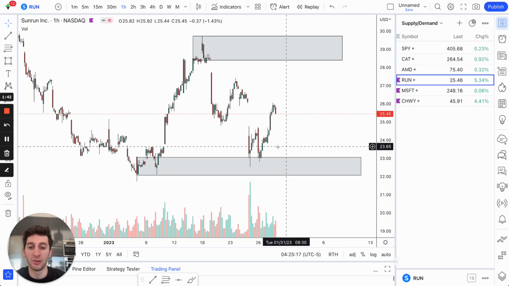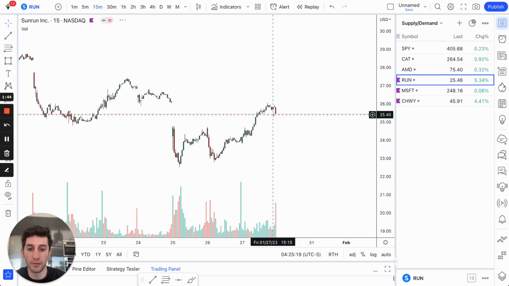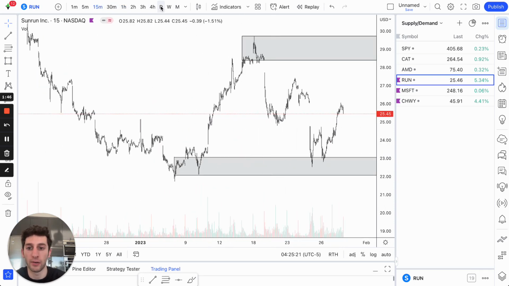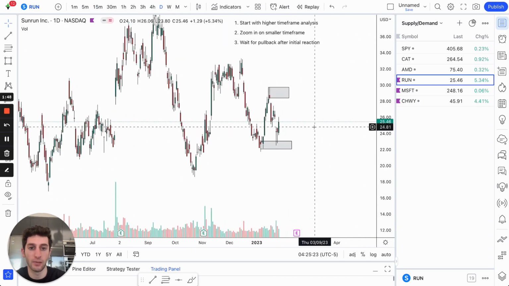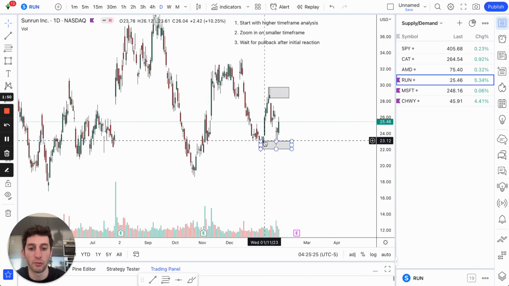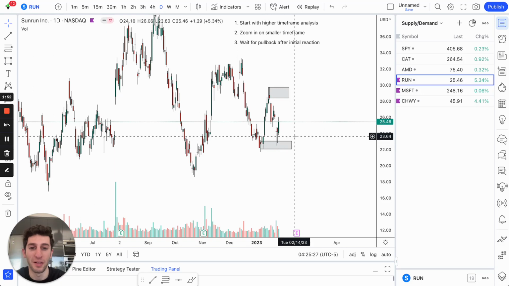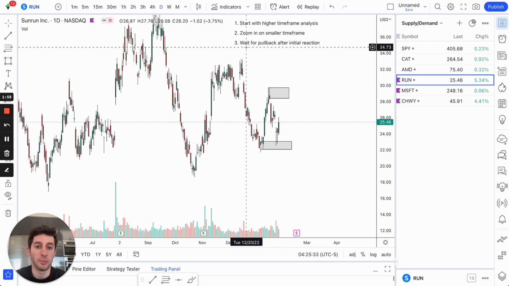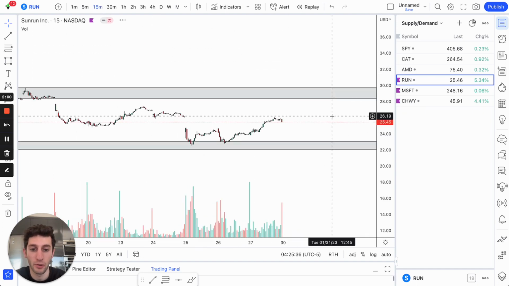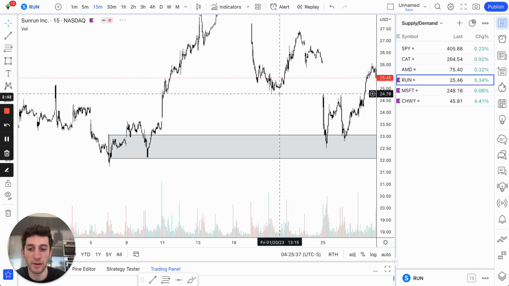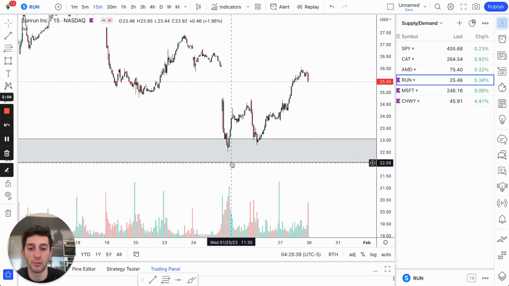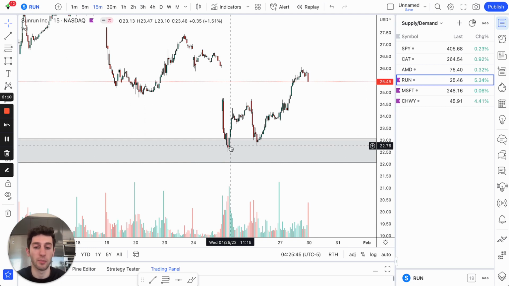So, as you can see, if I zoom in on the 15 minutes, so step one being find our higher time frame analysis, right? We have our demand zone here. We're looking for longs in this 23 level. So that's where we are going to be looking for our initial longs. But the next step is going to be zooming in on the smaller time frame. So if I zoom in on the 15 minute here, you can see price had a nice reaction out of this zone. We actually formed another demand zone within this other demand zone here on a smaller time frame.